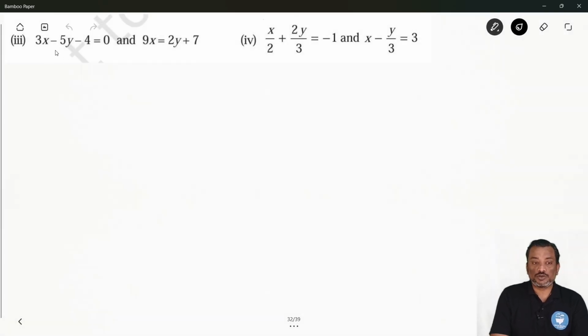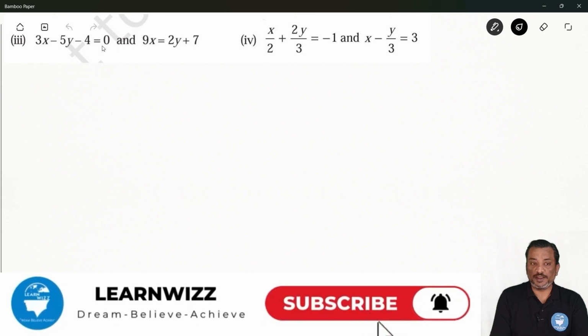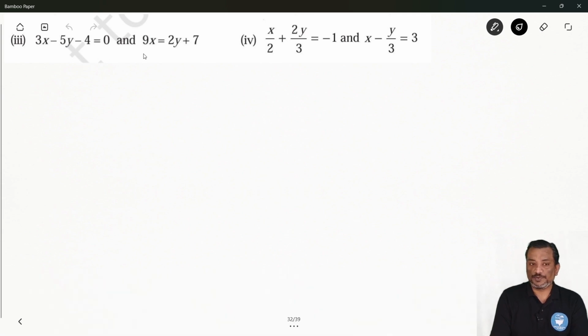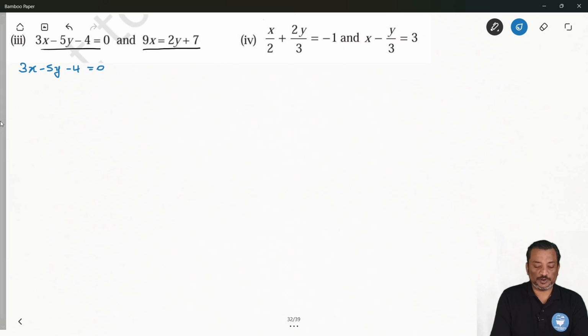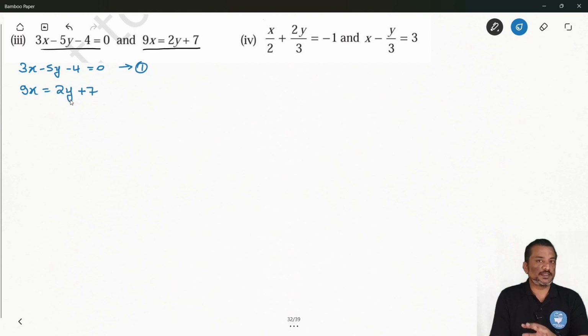Okay, now coming to the third question. It is saying 3x minus 5y minus 4 is equal to 0, that is your first equation. Now 9x equal to 2y plus 7, that is your second equation. So the same way we will write both the equations here. We can say 3x minus 5y minus 4 is equal to 0. This is equation 1. Same way we can say 9x equal to 2y plus 7.